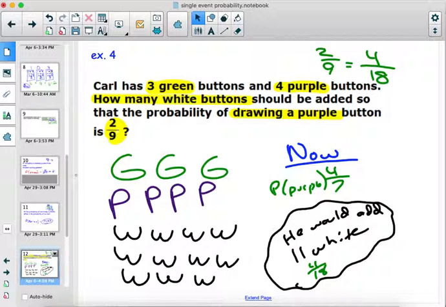Somebody help pass out. Everybody look at this side. You're doing 1 and 2. Thank you.